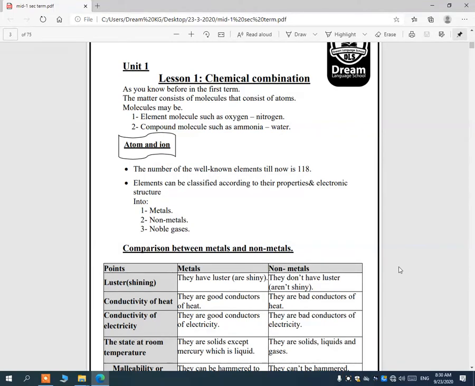Good morning, middle one. Today we are going to talk about Unit 1, Lesson 1 of the chemical combination. First, you have to know that all the elements that we have discovered until now are 118 elements. So we need to classify all these elements into metals, nonmetals, and noble gases.